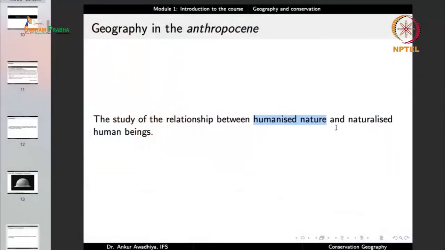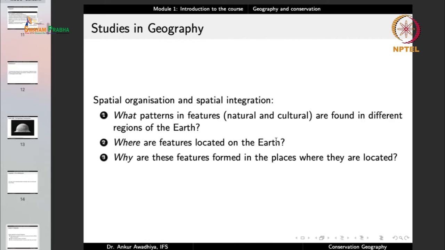Plus, the human beings are also somewhat naturalized. That is, they have different tendencies, they have different appearances, they have different cultures in different areas. So depending on the natural conditions, we have the humanized nature and naturalized human beings. And geography in the Anthropocene is the study of the relationship between humanized nature and naturalized human beings.